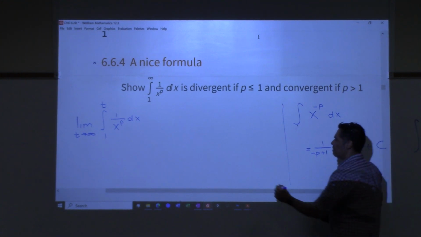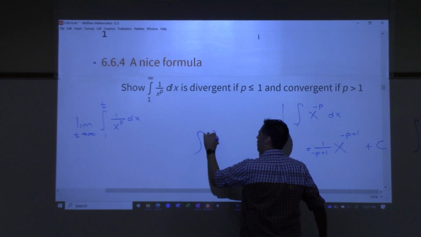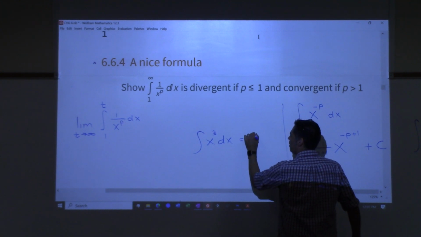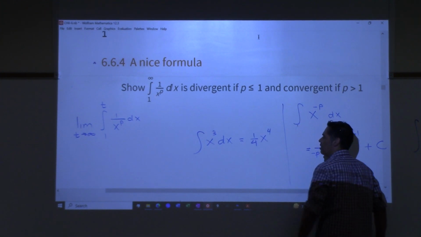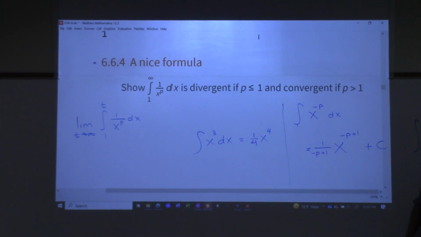Y'all look stunned. If I do the antiderivative of x cubed, the antiderivative is 1/4 x to the 4th. What did you do? You added 1 to the power. You have to scale by that, right? Same thing. I have x to the negative p. I add 1 to the power. I put 1 over negative p plus 1 there, right? So you all okay with that?